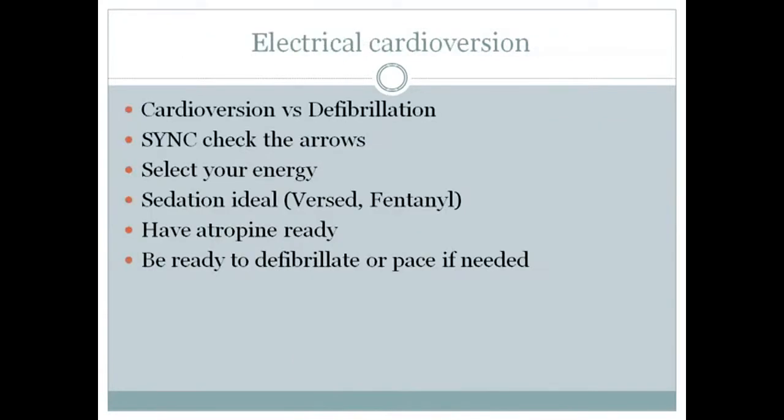Electrical cardioversion. Cardioversion is different than defibrillation. You're going to do defibrillation when your patient is fibrillating, ventricular fibrillation. The difference is the button that says sync.